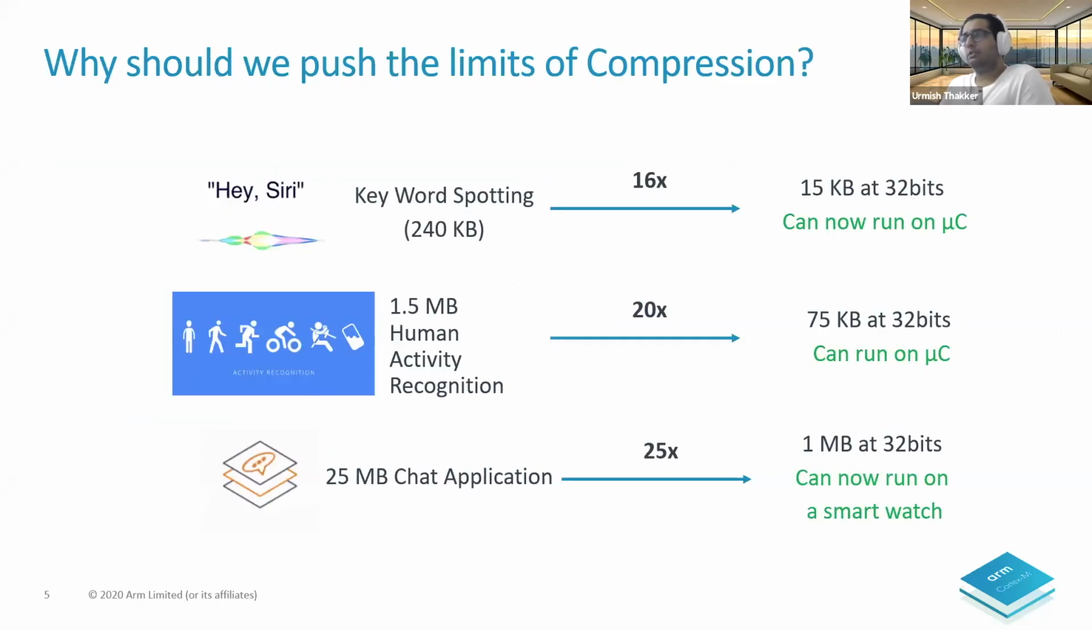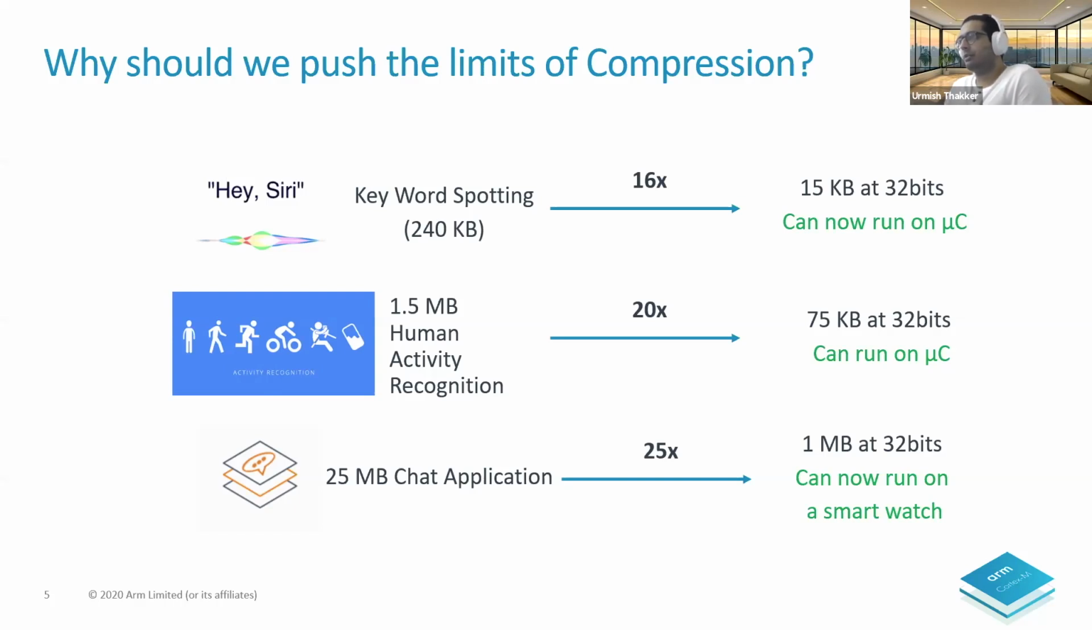So to set up the motivation, let's see what you can do if you have a tool that allows you to compress an application by a large factor. What you see on the screen here are three popular applications that either are currently running on an edge device or that we want to run on an edge device. These are KWS or keyword spotting, HAR or human activity recognition, and a chat application. So the KWS application at around 240 kilobytes, when compressed by around 16x, gives you around 15 kilobytes. This is assuming 32-bit precision. So after say an 8-bit quantization, you're talking about 4 kilobytes.